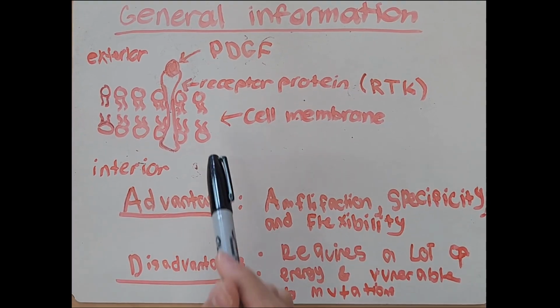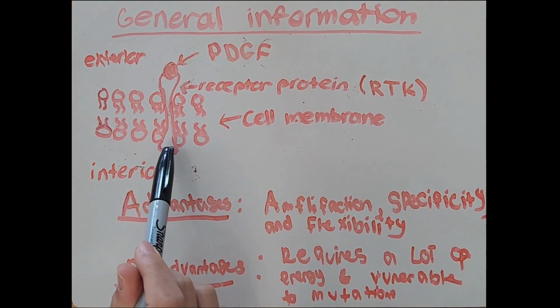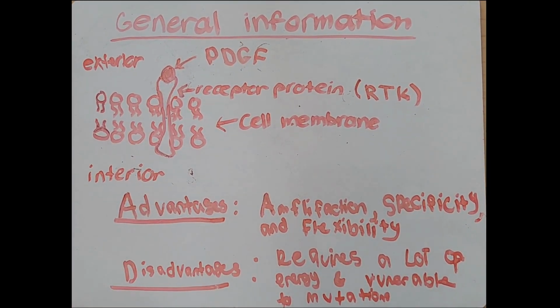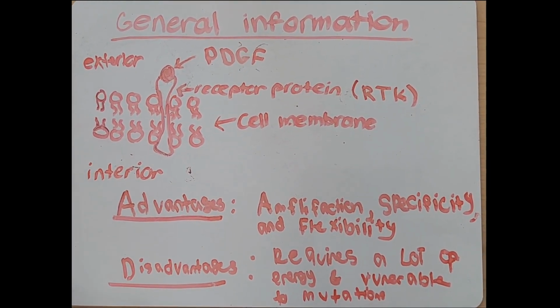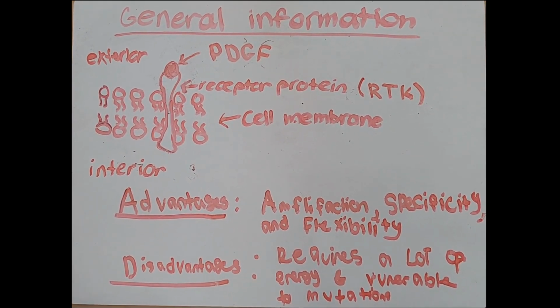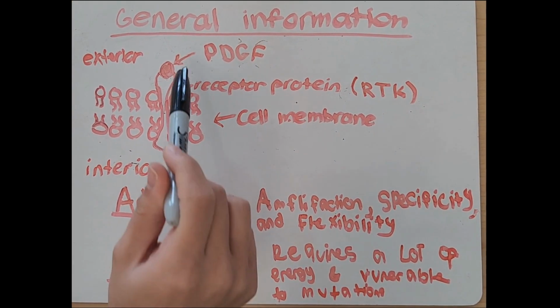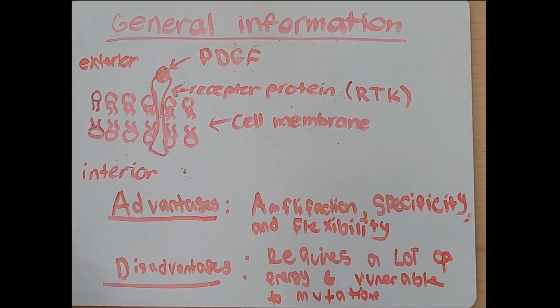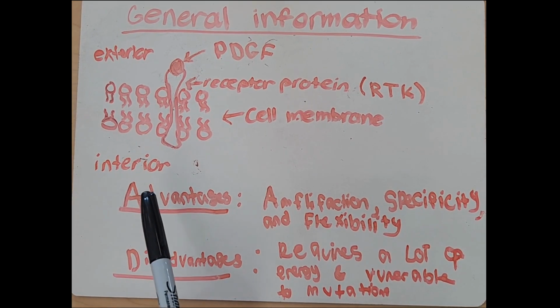The signaling molecule PDGF is hydrophilic because it doesn't pass through the cell membrane and thus binds to receptors on the extracellular surface of the membrane. The receptor protein is a transmembrane protein, meaning it spans the entire cell membrane. The ligand binding site faces outside the cell, which is where the PDGF binds.